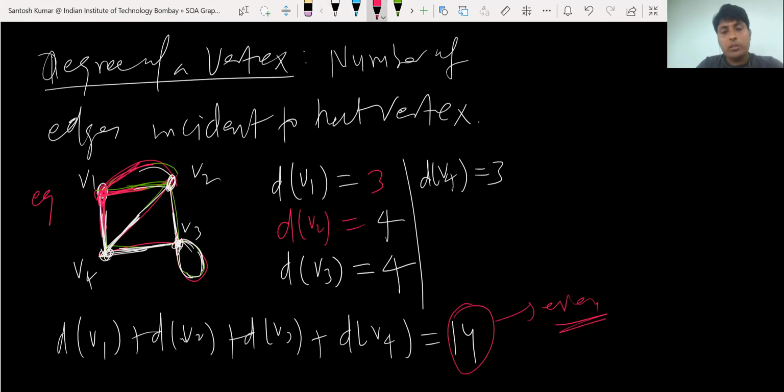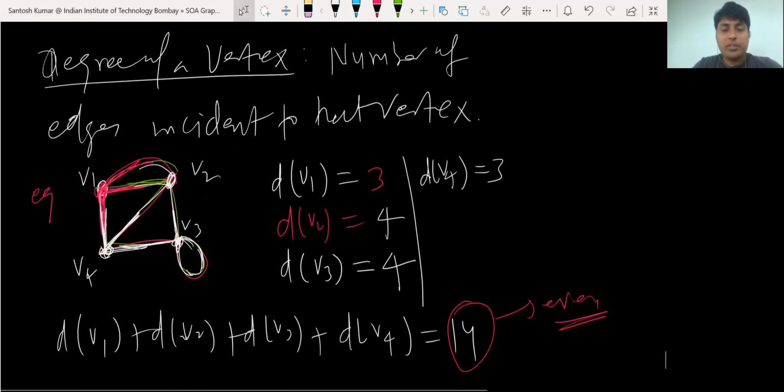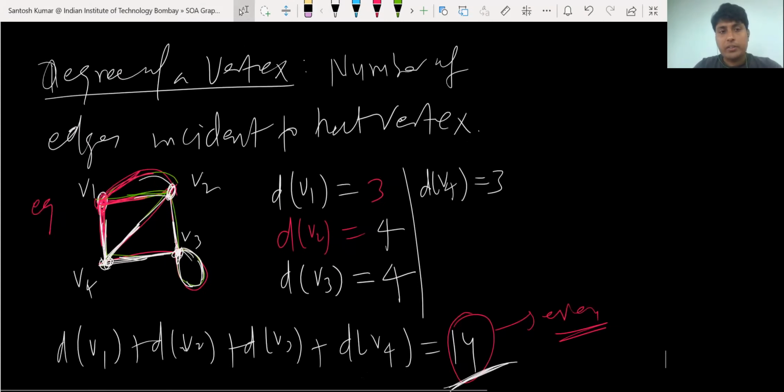Can you draw a graph where the degree sum will be odd? You try it, okay? Because this is a very good result. In fact, very fundamental. So you take any graph and you try to find the degree of all the vertices and then you try to sum all. Do you get any example where the degree sum is odd? Sum of all the degrees, okay?